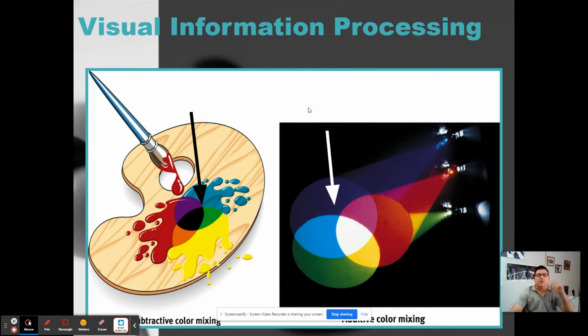Now this one will kind of summarize it for you. This is subtractive. Subtractive wavelengths of light give you the colors here. Additive, blue, red, green, all in the same spot, give you white.